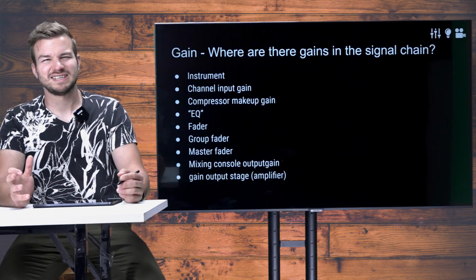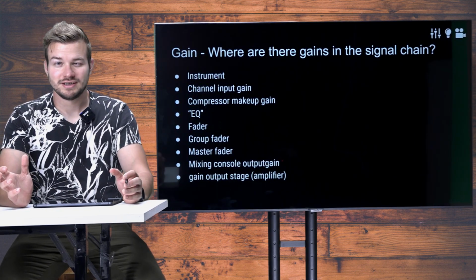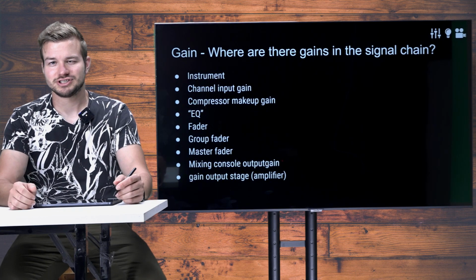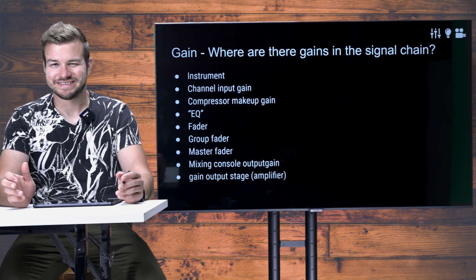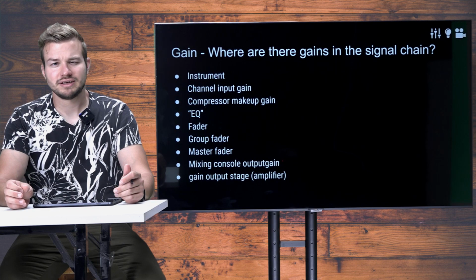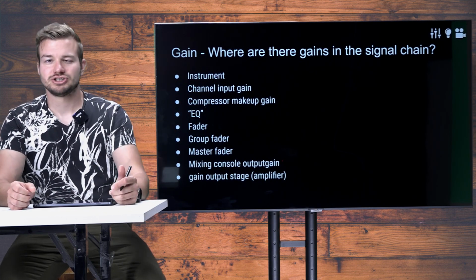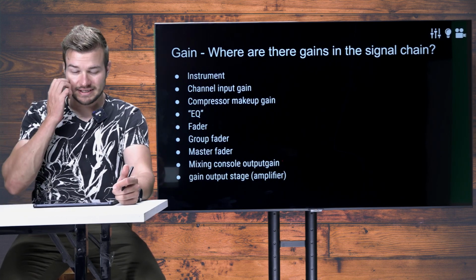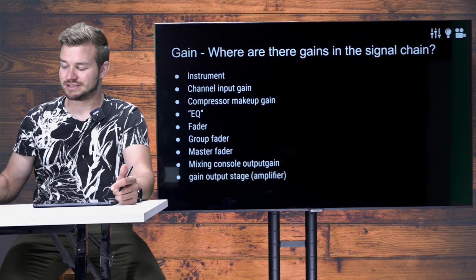So now the big question is, how can we achieve that? Because there are so many points in the signal chain where we can change these gains, this signal level. So how can we set up a so-called gain structure so that the signal is in a good range at every point in the signal chain?